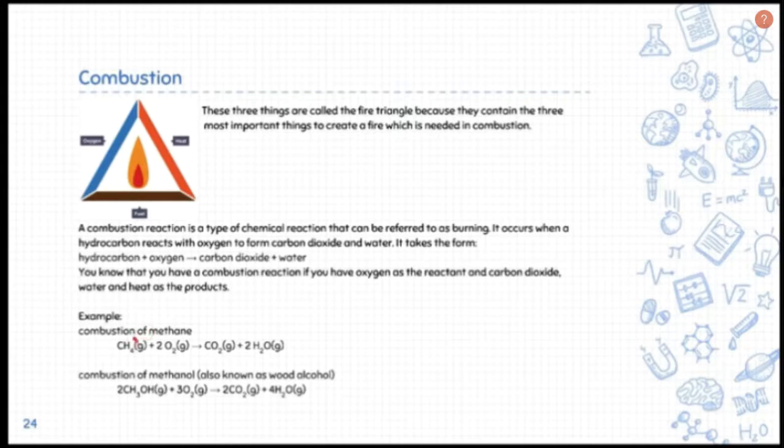An example of this is the combustion of methane. So CH4 plus O2 yields CO2 plus H2O. You know that it's a combustion reaction because oxygen is one of the reactants and CO2 plus H2O are the products.